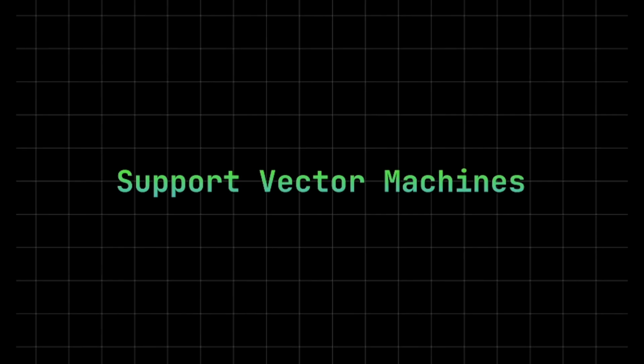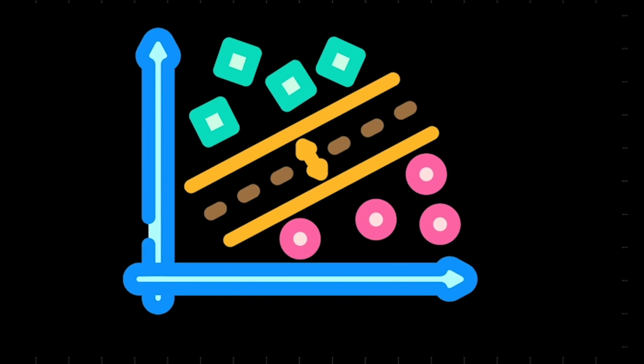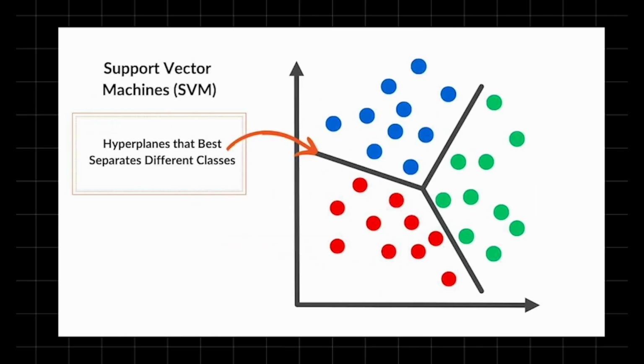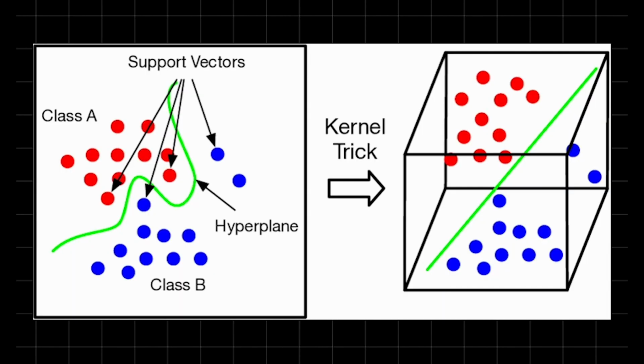Support vector machines, or SVM, a powerful and versatile algorithm used for classification, regression, and outlier detection. SVM works by finding the optimal hyperplane that best separates data points of different classes. This hyperplane maximizes the margin, the distance between the closest points of each class, known as support vectors. In cases where the data is not linearly separable, SVM uses a technique called the kernel trick. Kernels transform the data into higher dimensions, allowing SVM to find a linear boundary in a non-linear space.